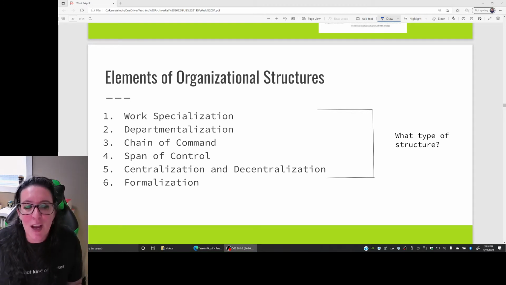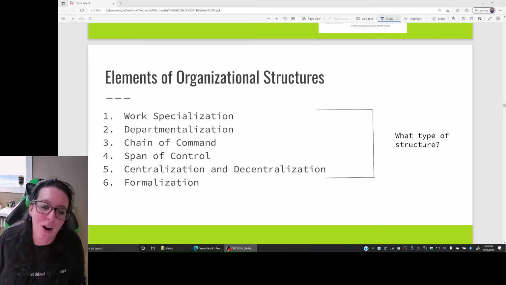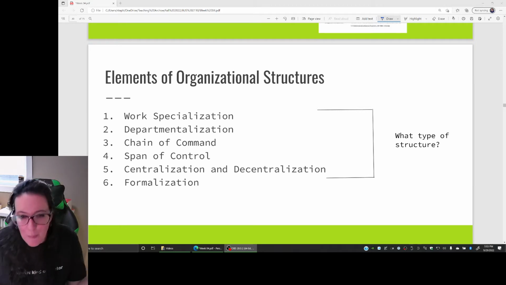And then we looked at chain of command. That is, who do you report to? How many rungs are there in terms of our scalar chain? How many people are reporting to whom? And then we have span of control. How many people report to a single manager?